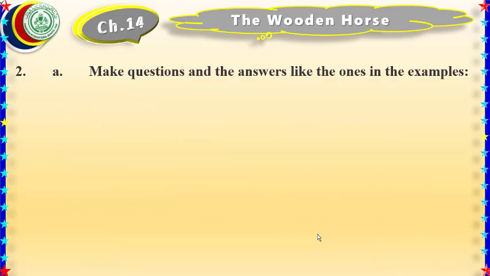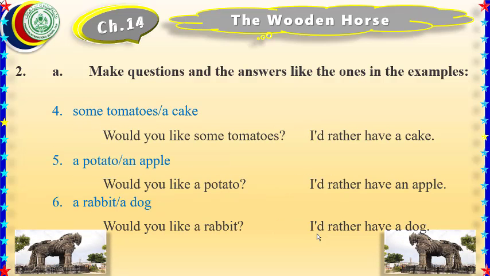Let us move forward. Part number 4 is some tomatoes, a cake. Would you like some tomatoes? I'd rather have a cake. A potato, an apple. Would you like a potato? I'd rather have an apple. A rabbit or dog. Would you like a rabbit? I'd rather have a dog.